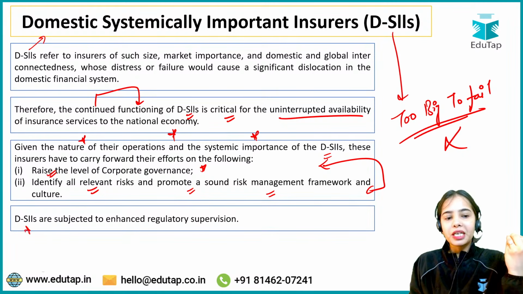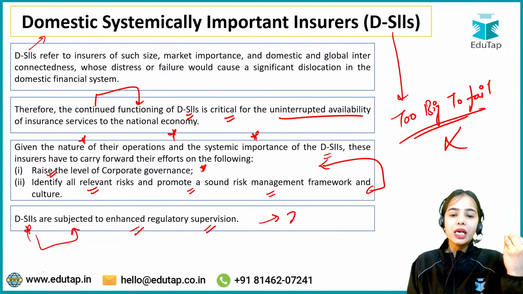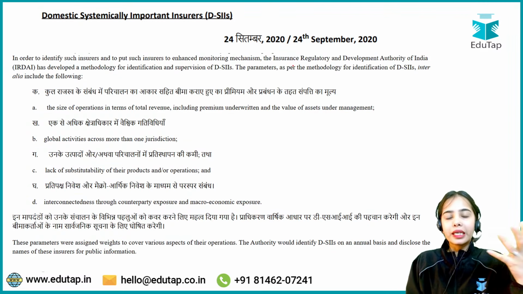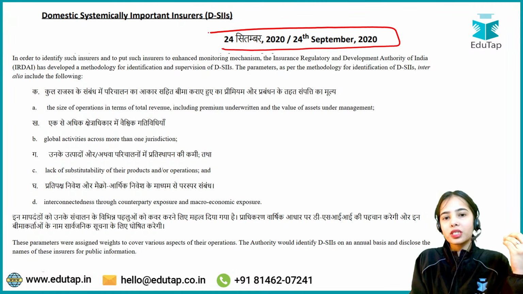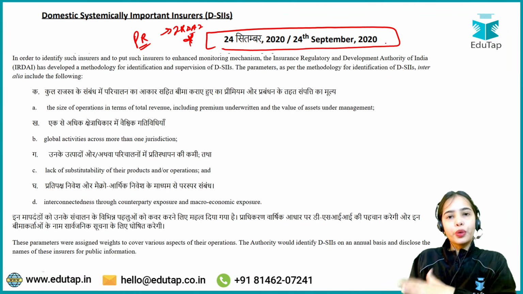Now, domestic systemically important insurers are subjected to enhanced regulatory supervision from the IRDAI. Now, as I was going through the articles here, you can see that this was the press release of the IRDAI from September 2020.